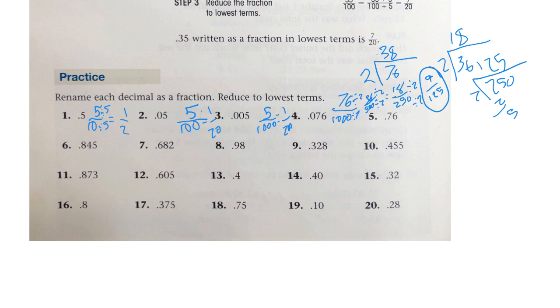So there's some more you can keep practicing with. So take a look at the last one. Remember to take the digits you're given, the 28, on top of the fraction. And then you look at the last number, and that's hundredths. So you put it over 100. And then you reduce.